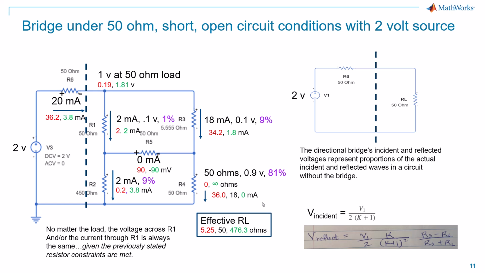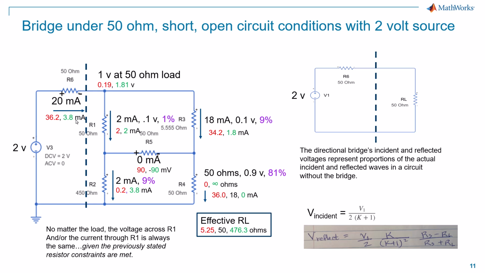Now you can also imagine if we go to an open circuit condition, infinity at R4, our effective load resistance, from the top node to the bottom node of the bridge, is going to jump up to 476.3 ohms. So the total resistance seen by the 2-volt source is going to be 50 plus 476.3 ohms, giving us a reduced current down to 3.8 milliamps.